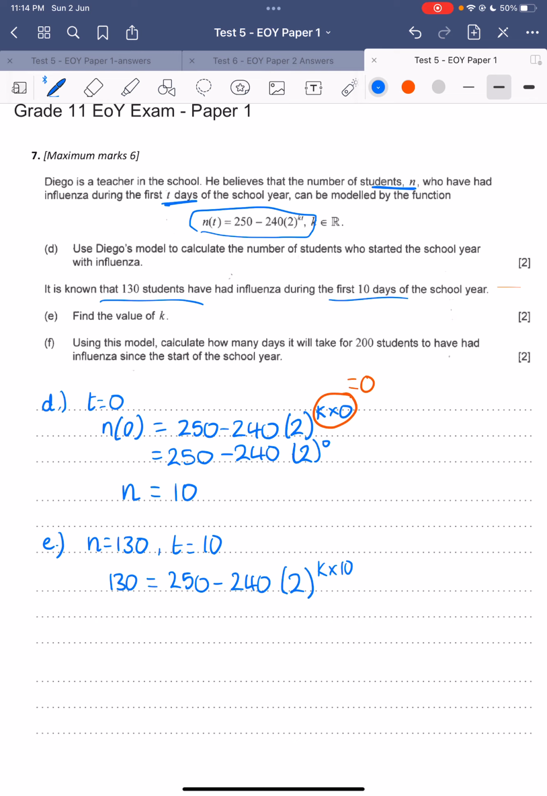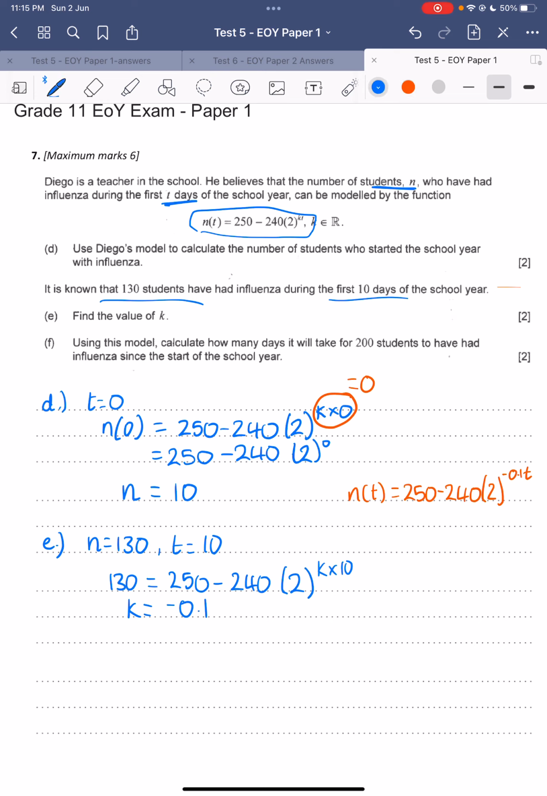You can either graph it, or if you prefer, you could put it into numeric solve or n solve, and that would give you that K is equal to minus 0.1. So now we know that the equation is actually, let me write it on here. So the equation is N(T) is equal to 250 minus 240 times 2 to the power of minus 0.1T. Okay, so I've now found that K value.